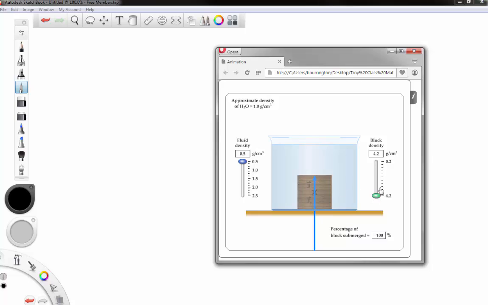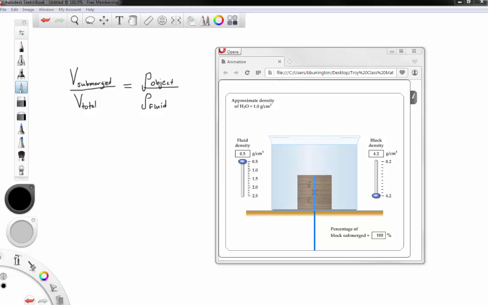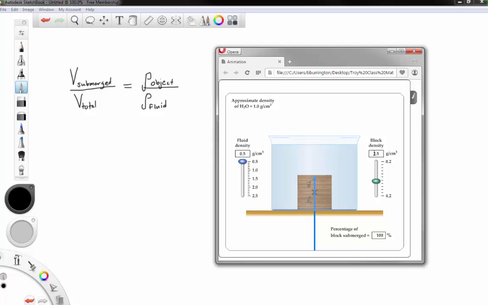And what I'm going to do is adjust the block density to 0.2. According to that equation that we just had, the ratio of the volume which is submerged to the total volume for the object should be equal to the ratio of the density of the object to the density of the fluid. So if I drag this up to 0.2 grams per cubic centimeter, and the fluid density is 0.5, we should have 0.2 over 0.5. That should give us 0.4. That should mean 40% of this thing is submerged. So let's see what happens.